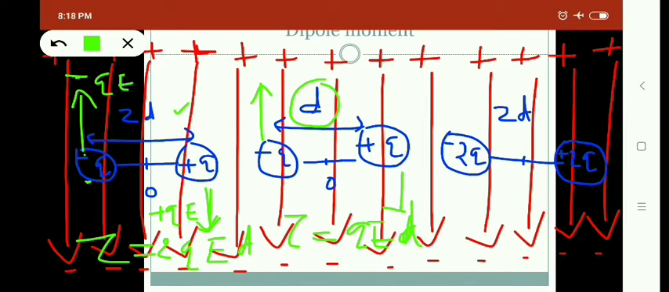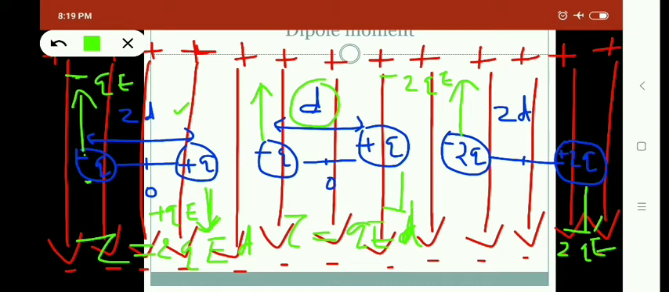Now consider the third dipole. This minus q charge is attracted towards the positive charge and the plus q charge is attracted downwards. So this is the force acting here. What is the force here? Minus 2q into E. And here what is the force acting? Plus 2q into E. Due to these two equal and opposite forces, torque will act on this dipole, due to which it rotates.